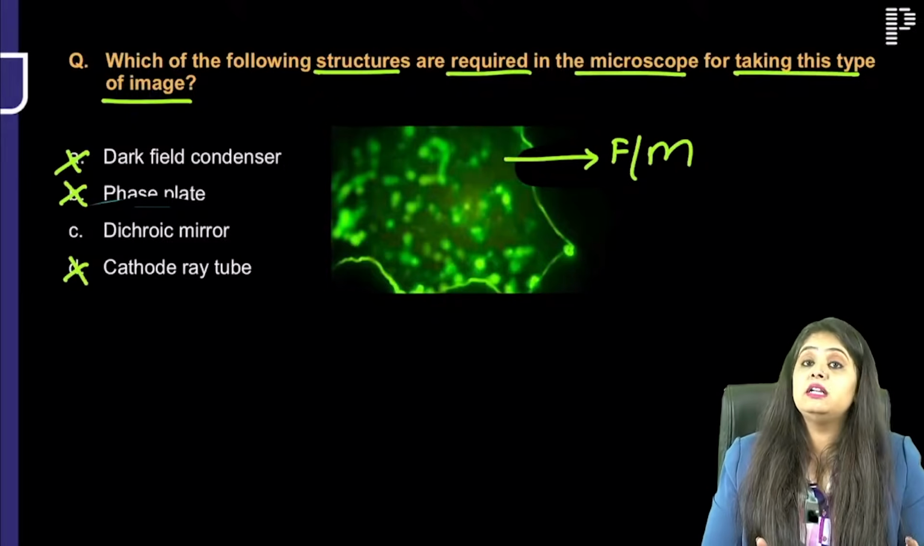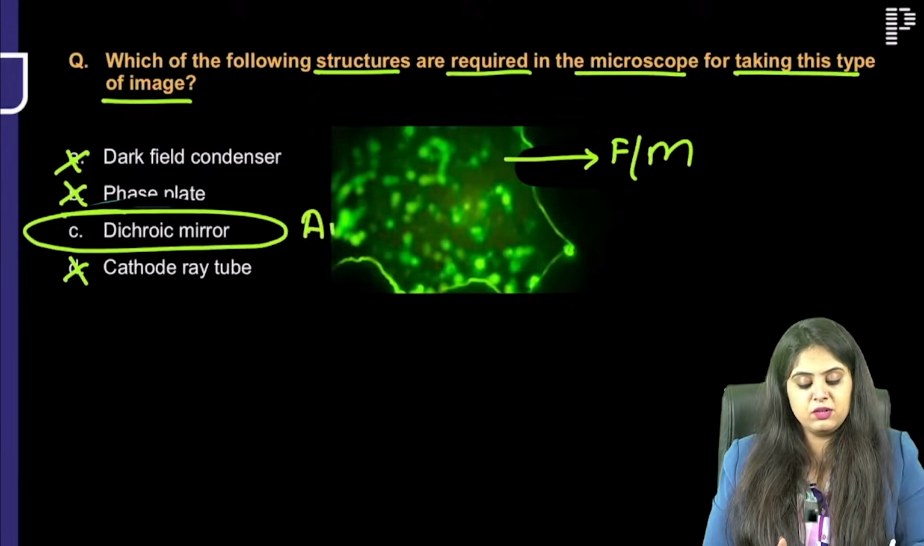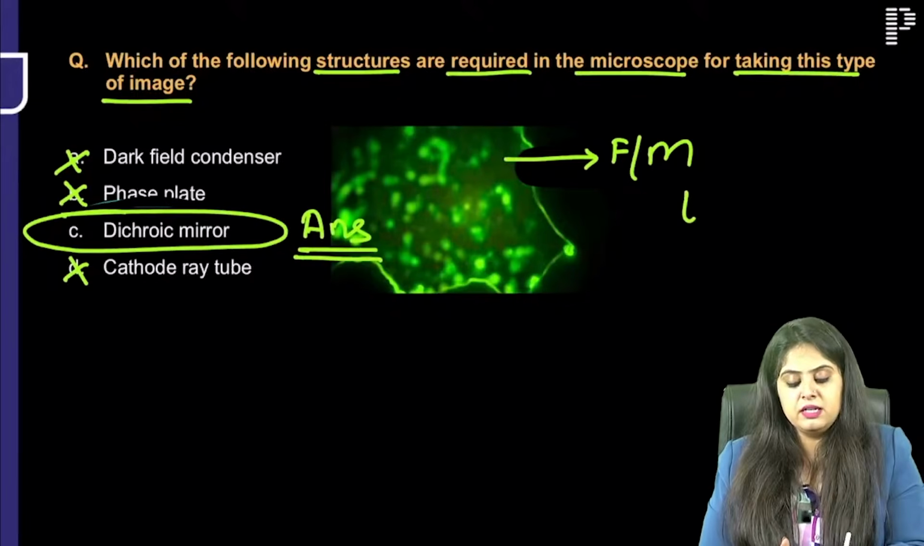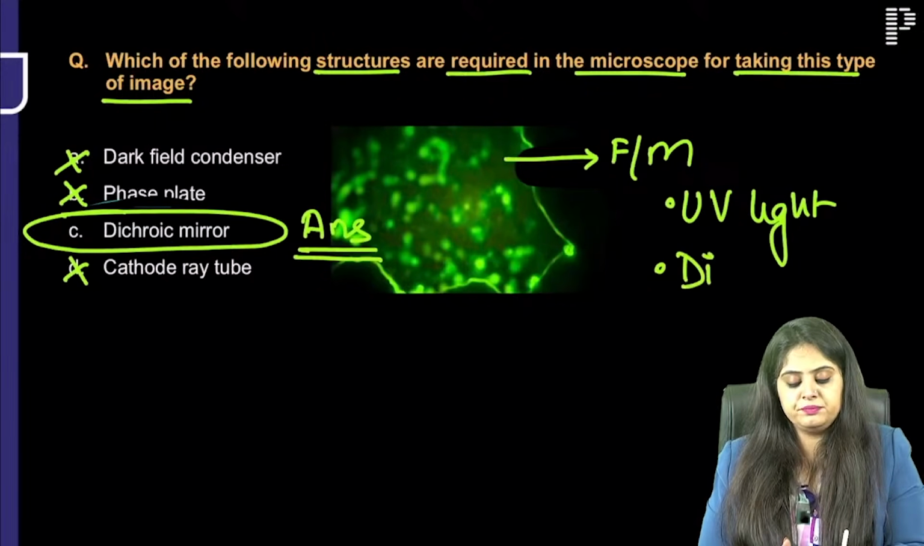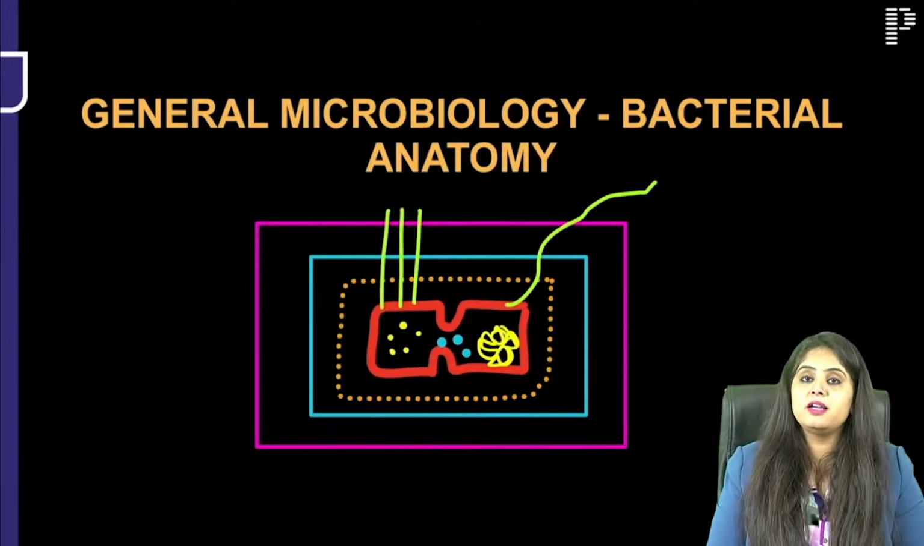Phase plate I would need in phase contrast microscope. For fluorescent microscope, I would be needing a dichroic mirror. Very good. Two things needed. One is ultraviolet light needed. Second thing that is needed is going to be a dichroic mirror. Perfect, done.